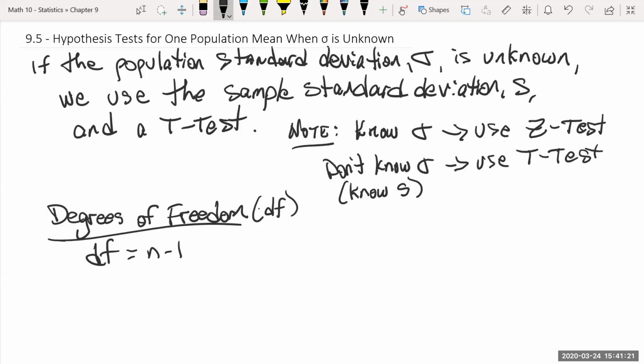The idea is, say I have a sample size of 3. I get to pick any of those 3 as my first member of the sample.